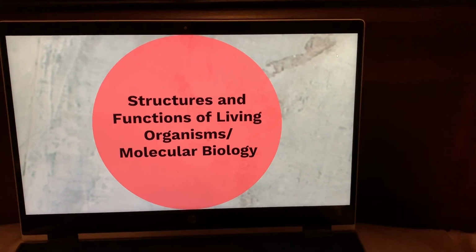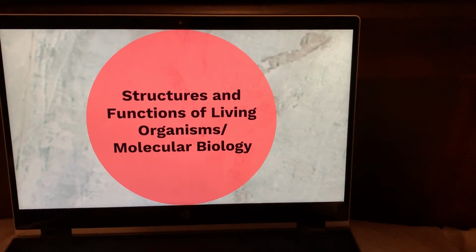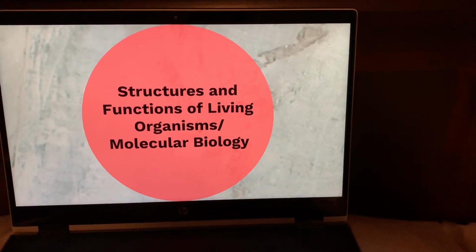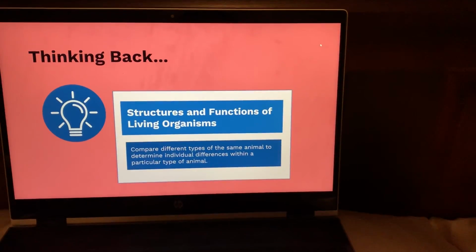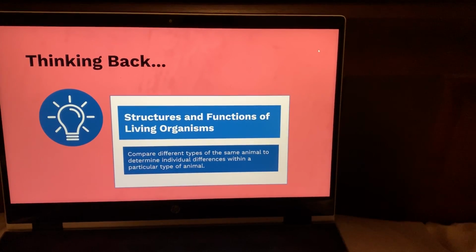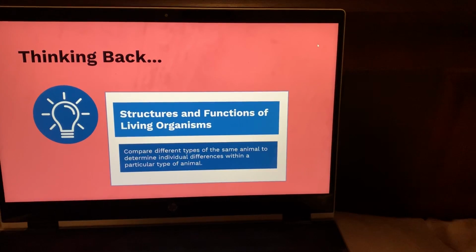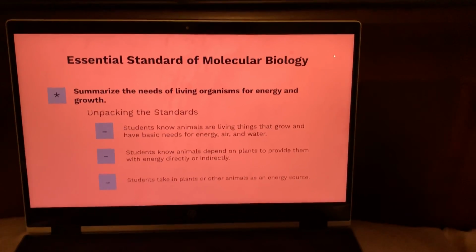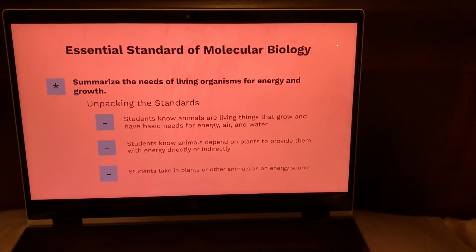The last lesson plan would be for structures and functions of living organisms. That was the standard for kindergarten. It ties more into molecular biology in first grade. So for that one, tying it back in, you can compare different types of animals of the same animal to determine individual differences with a particular type of animal. The standard for first grade would be summarize the needs of living organisms for energy and growth.